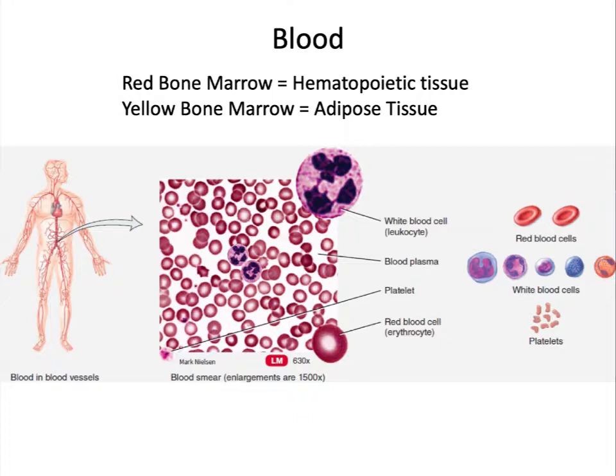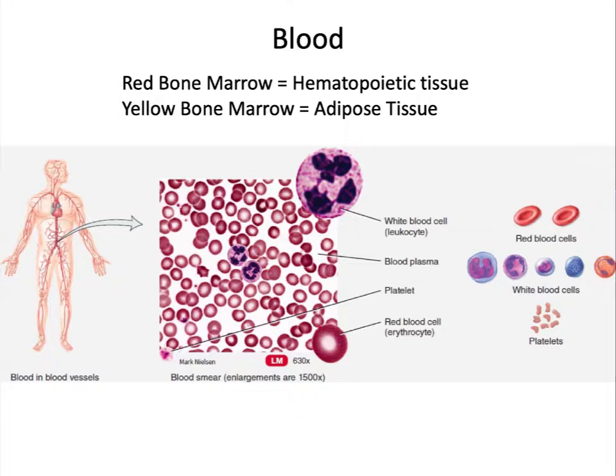The red blood cells, white blood cells, and platelets are the solid part of blood. These are called the formed elements. Blood cells are produced in the red bone marrow, in a specific kind of tissue called hematopoietic tissue.